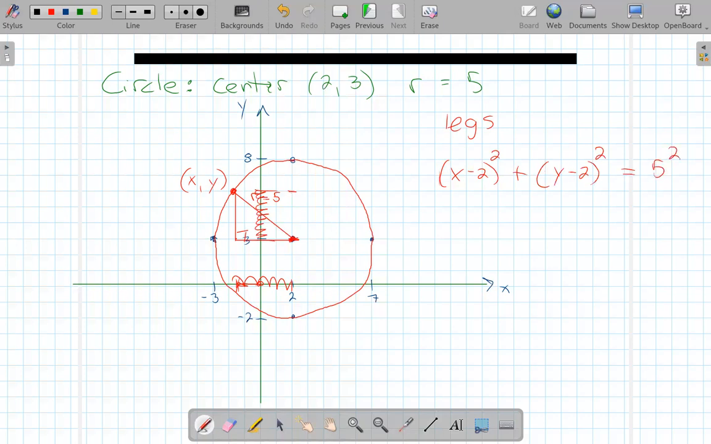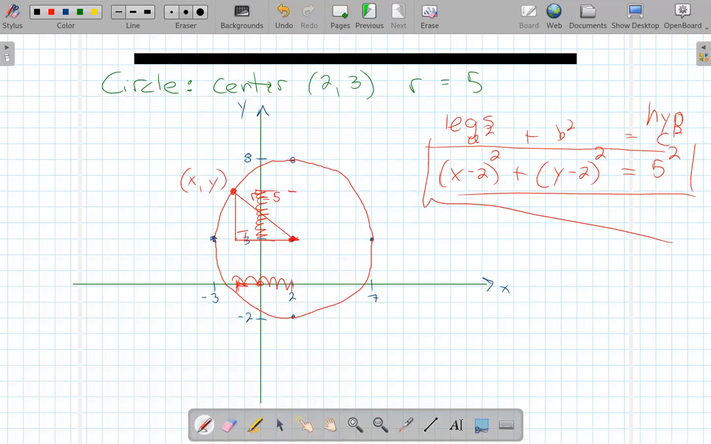All right, so that's the legs. This is the hypotenuse. That's my a squared plus b squared equals c squared. So the Pythagorean theorem again comes to my rescue and gives me the equation of this circle right there.